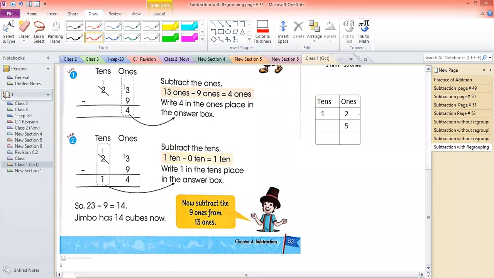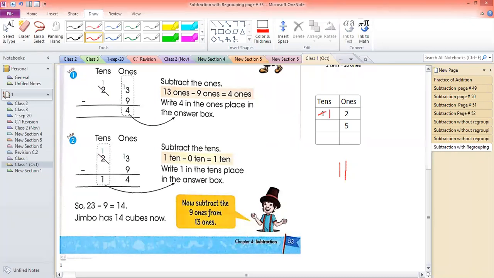You draw 12 lines. What are you doing? You're doing addition. You don't need to add, you need to subtract. Draw 12 lines, cut 5 lines. Can you cut 5 lines from the ones? No, you cannot. So you will take 1 from this ten and put it here. You will regroup this 1 ten.